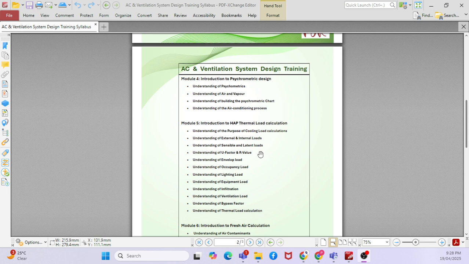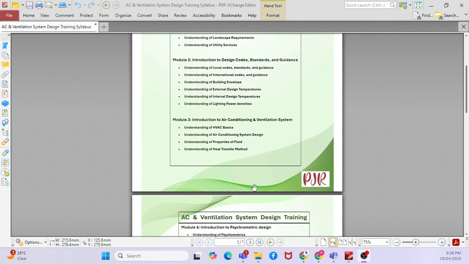Then you have the U factor, R value, envelope load, occupancy load, lighting load, equipment load, infiltration, ventilation load, bypass factor. These are the things you will cover under thermal load calculations. I am also going to give you an exercise for next week's assignment.